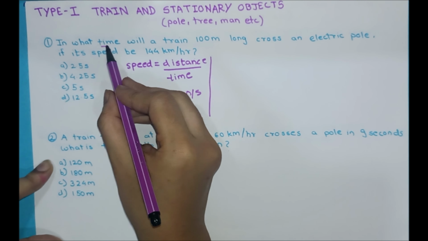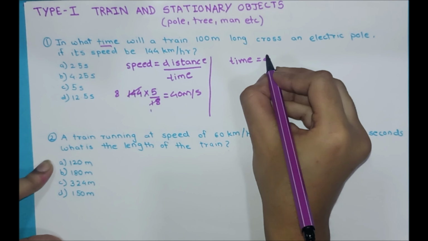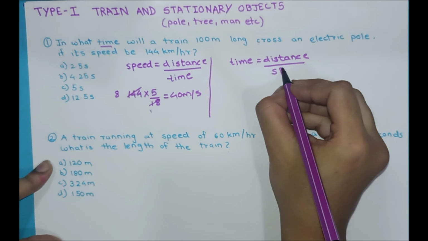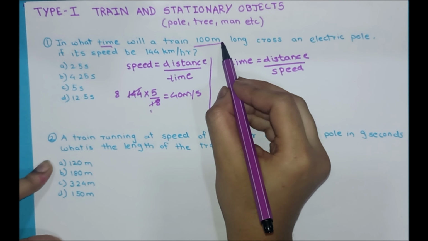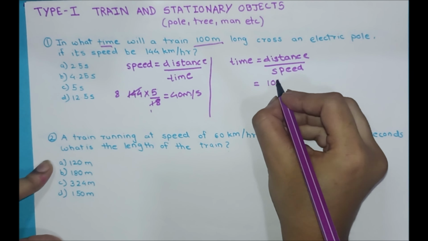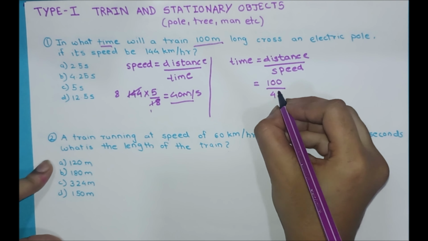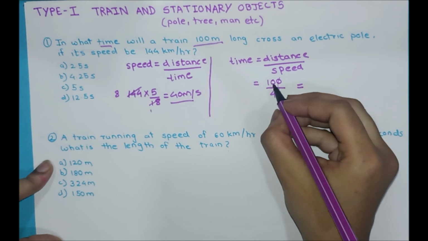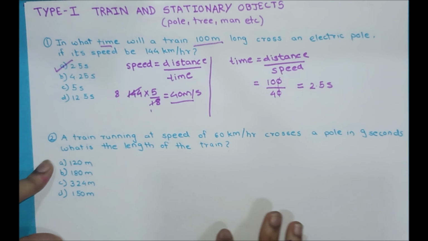Now we have to find out the time. So we modify this formula as time is equal to distance divided by speed. The distance given is 100 meter, which we take as the length of the train. The speed that we found out was 40 meter per second. Now we can cancel out the 0 and 10 by 4 is 2.5 seconds, which is your option A.